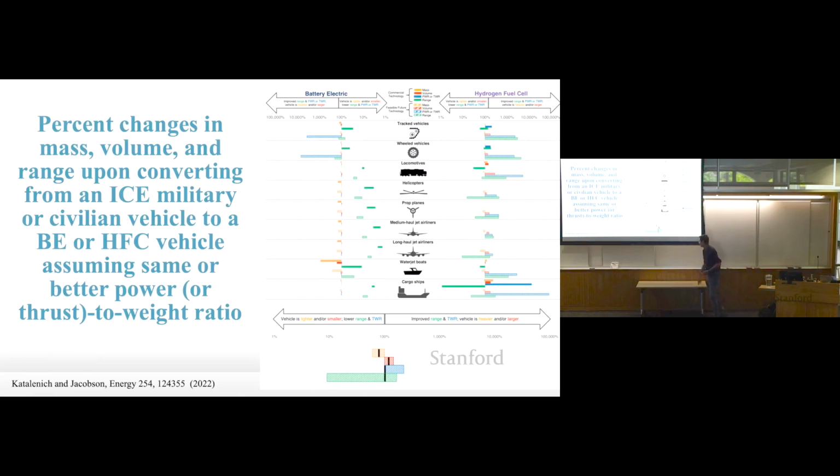What this means is, just look at these black lines versus 100%. This is conserved at 100%. You're conserving all these properties. This one is mass, this is volume, this one's range, and this is the thrust to weight ratio. But what this is saying is, for a 747 with hydrogen fuel cells, you can conserve the range and the thrust to weight ratio, but at the expense of a slightly larger volume, about 23% larger, but about 21% lower mass.